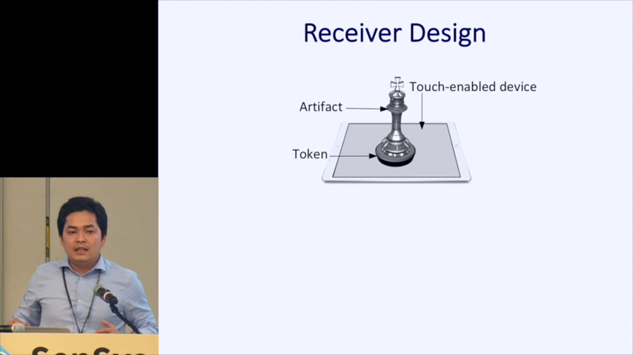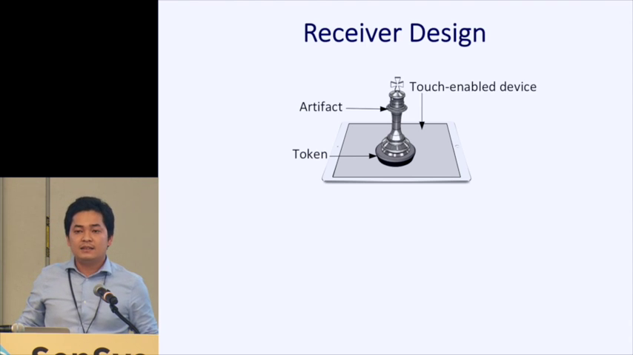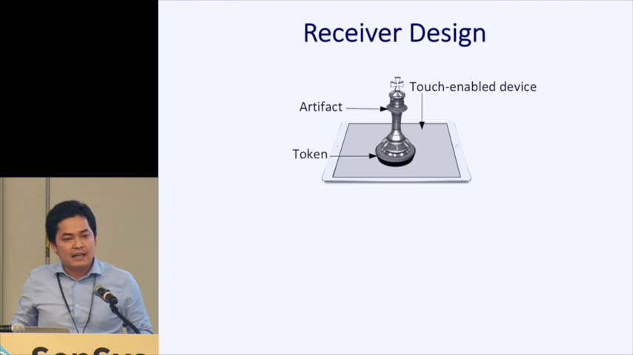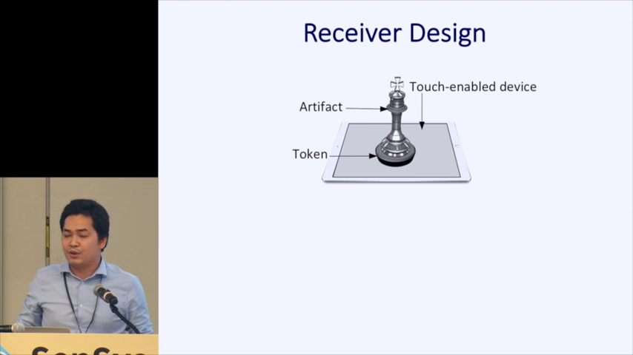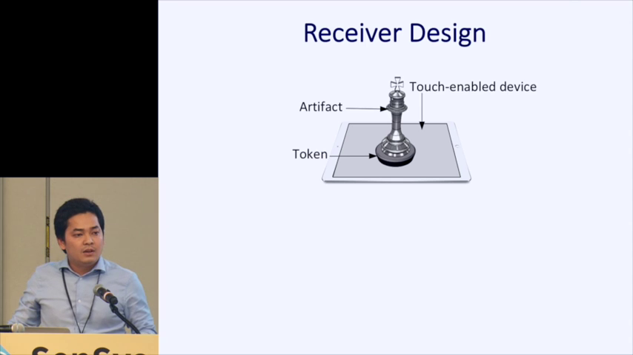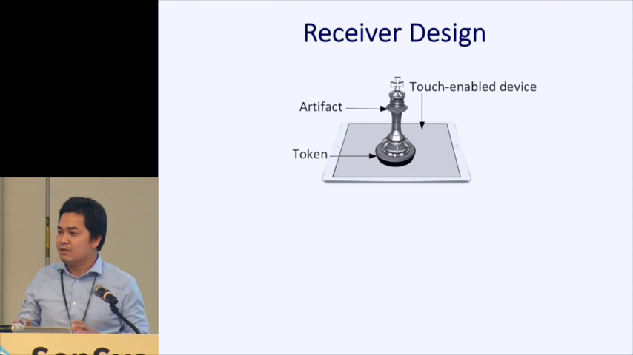But it doesn't work that way, because with most of the APIs provided by iOS or Android, we cannot get the raw capacitance data from the API. But we want our system to work with most off-the-shelf devices, which means we don't need to root the device in order to use our system.